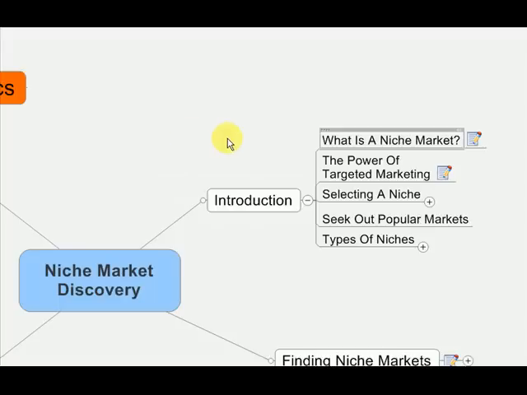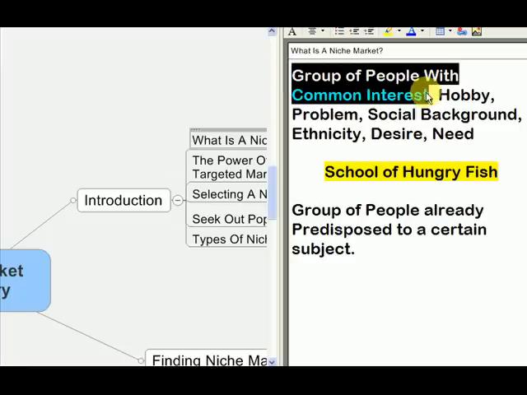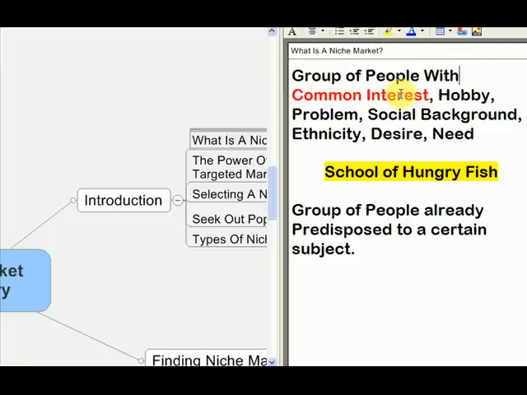Let's look at the question, what is a niche market? A niche is a group of people with a common interest. If you just look at this statement right here, that explains it. Now, when I say common interest, I'm just giving you a few extra ideas about what common interest could be, but any type of common interest would be applicable here.